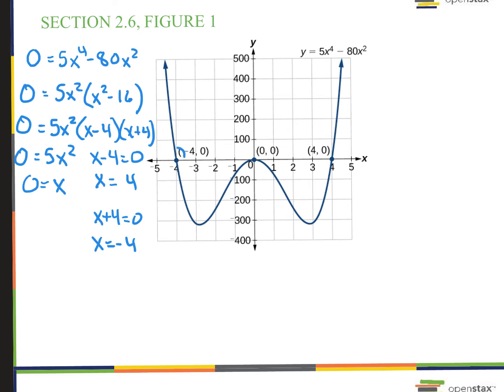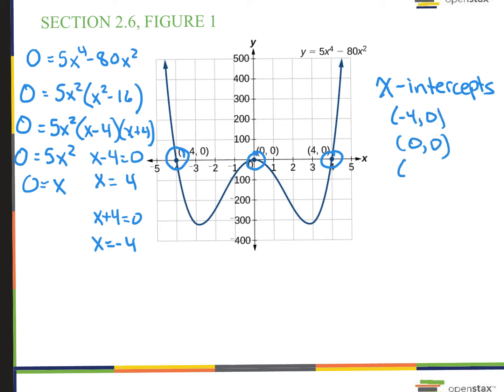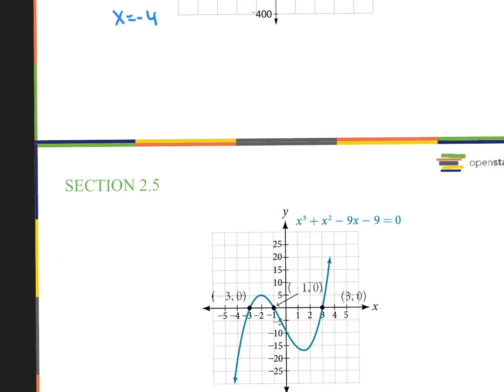Notice, these are our solutions, and this is also where the graph touches the x-axis. So if we wanted to know what our x-intercepts were, we would write them as coordinate points, as written on the graph. Let's take a look at our next slide as well.